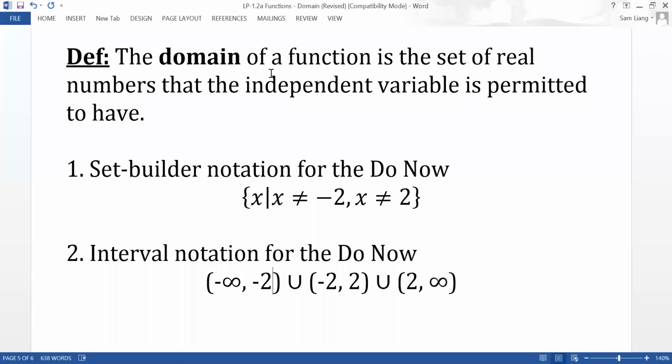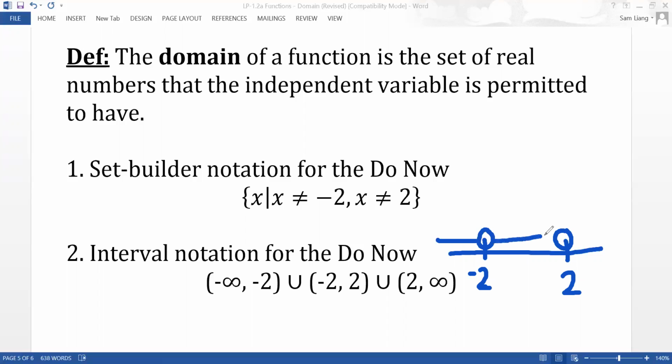So actually, let me draw a number line here. So we have, yeah, this is not going to look pretty, but -2 and 2, right? Okay, so everything besides this, so I'm going to have an open circle here, right? If you remember, open circle means it's not included. Closed circle means it is included. So everything besides these two numbers is okay for the do now, right? So this is okay, and this is okay.